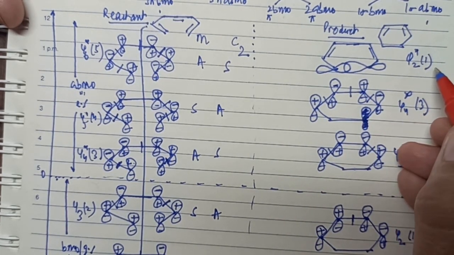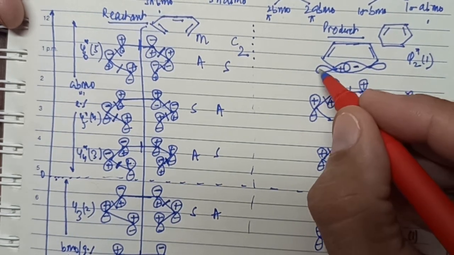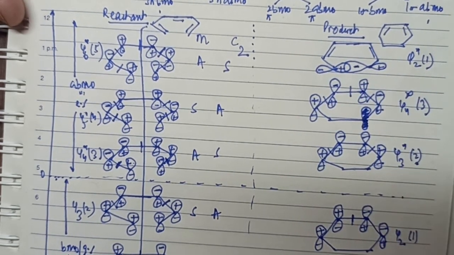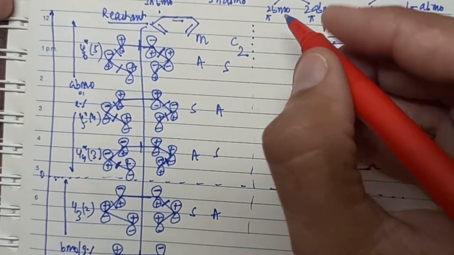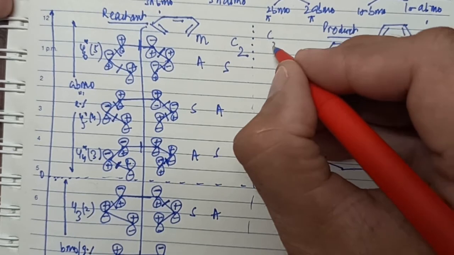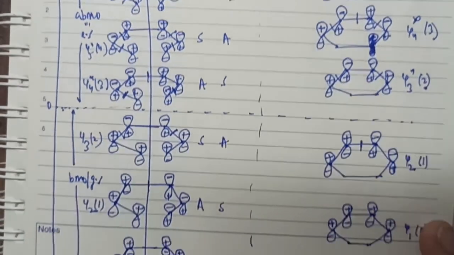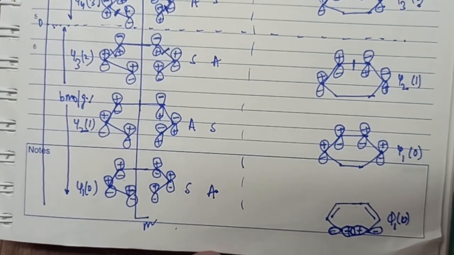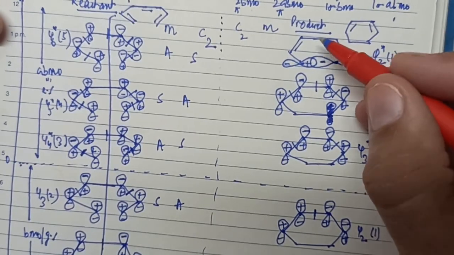And finally Phi 2 star has 1 node. This is an anti-bonding orbital and encounters different signs. So again we have to assign symmetry operations to this. I'll assign C2 and mirror again on this one. Okay, if you look at the mirror plane here, the mirror plane should be one which should be bisecting the molecule.